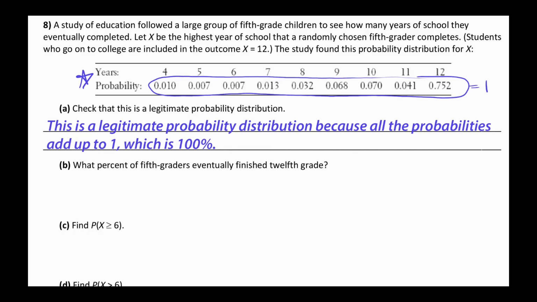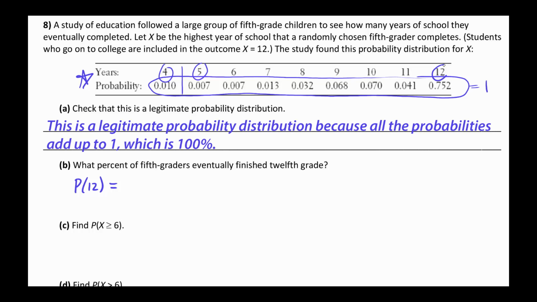So let's look at B. What percent of 5th graders eventually finished 12th grade? We're looking specifically at the probability of them going through 12th grade. If we look at this diagram, we have to understand what it's saying. 4 right up here means they completed 4th grade, but they did not complete 5th grade. 4th grade is the last year of school that they finished. 5 means they completed that year of 5th grade, but they didn't go on to 6th grade, or they dropped out, or whatever.